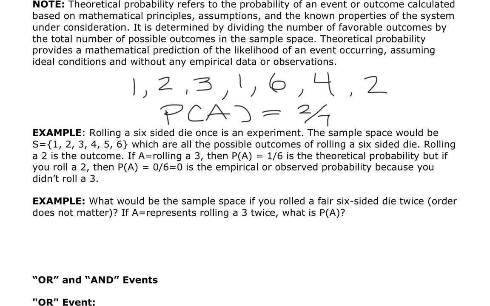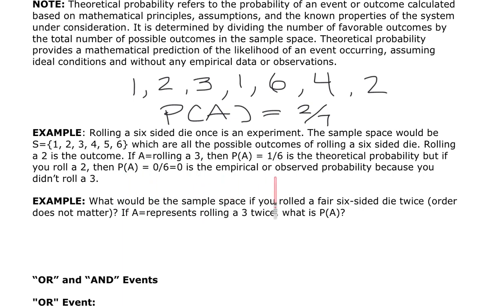So let's take an example. If you're rolling a 6-sided die once as an experiment, the sample space would be 1, 2, 3, 4, 5, 6, which are all the possible outcomes of rolling a 6-sided die. Rolling a 2 is the outcome. So if A is rolling a 3, then P of A is 1 out of 6. The probability of A happening is a theoretical probability, but if you roll a 2, then the probability of rolling a 3 was actually 0 out of 6.